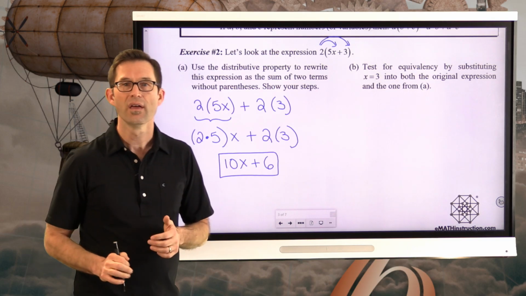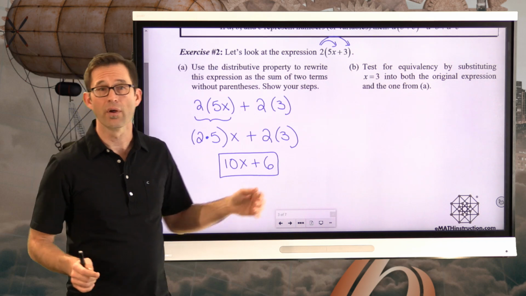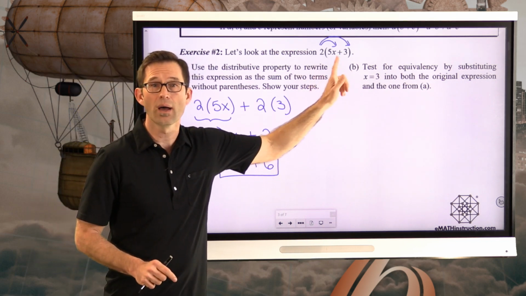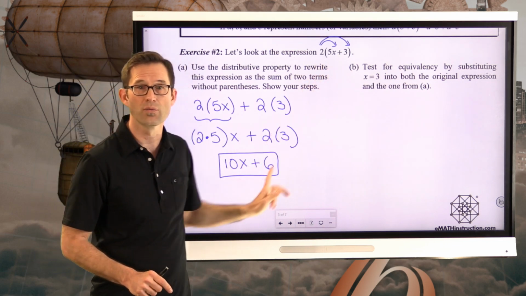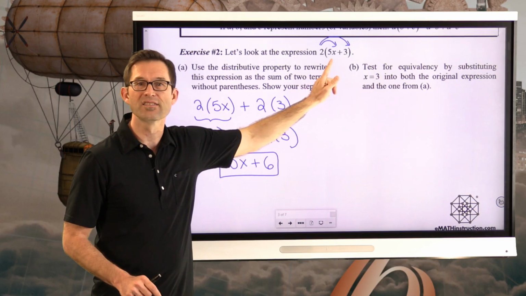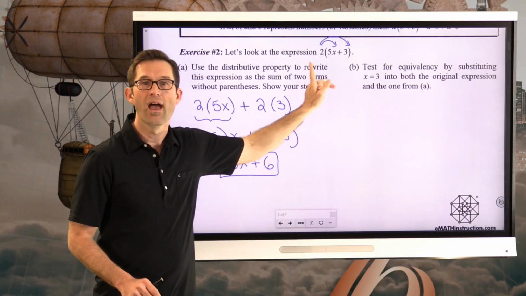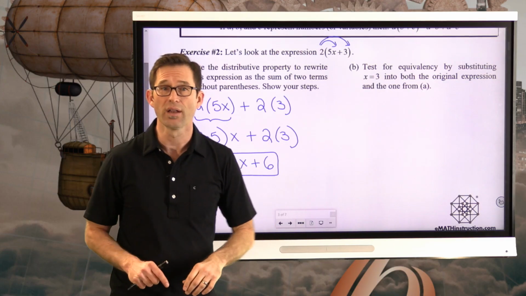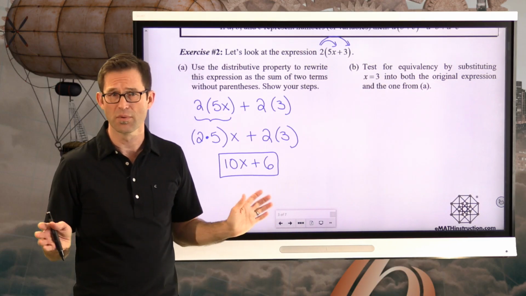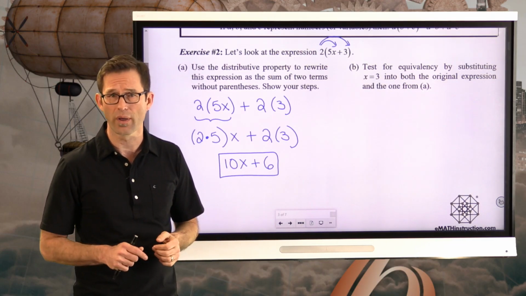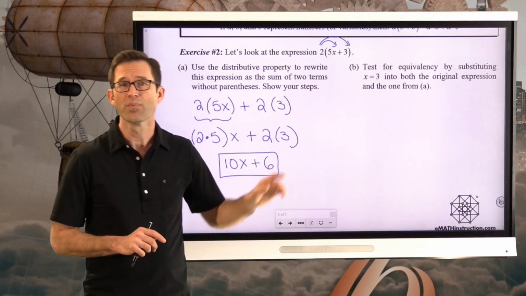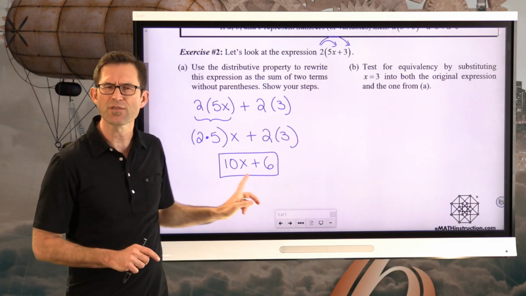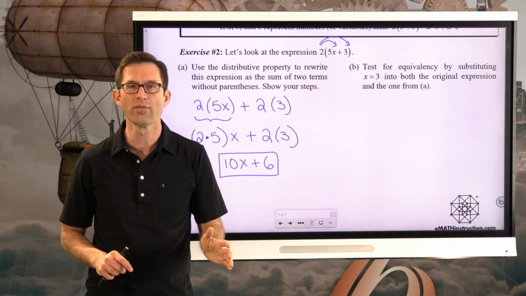Isn't that nice? Now, what a lot of people will start doing, very understandably, is they'll just do 2 times 5x will be 2 times 5, which is 10. And then, as I like to say, x comes along for the ride, and then 2 times 3 is plus 6. Many of these you can just do in your head that way. I'll write them out to begin with, just so that you see what's going on. Now, my claim is that this expression and this far simpler one are equivalent.